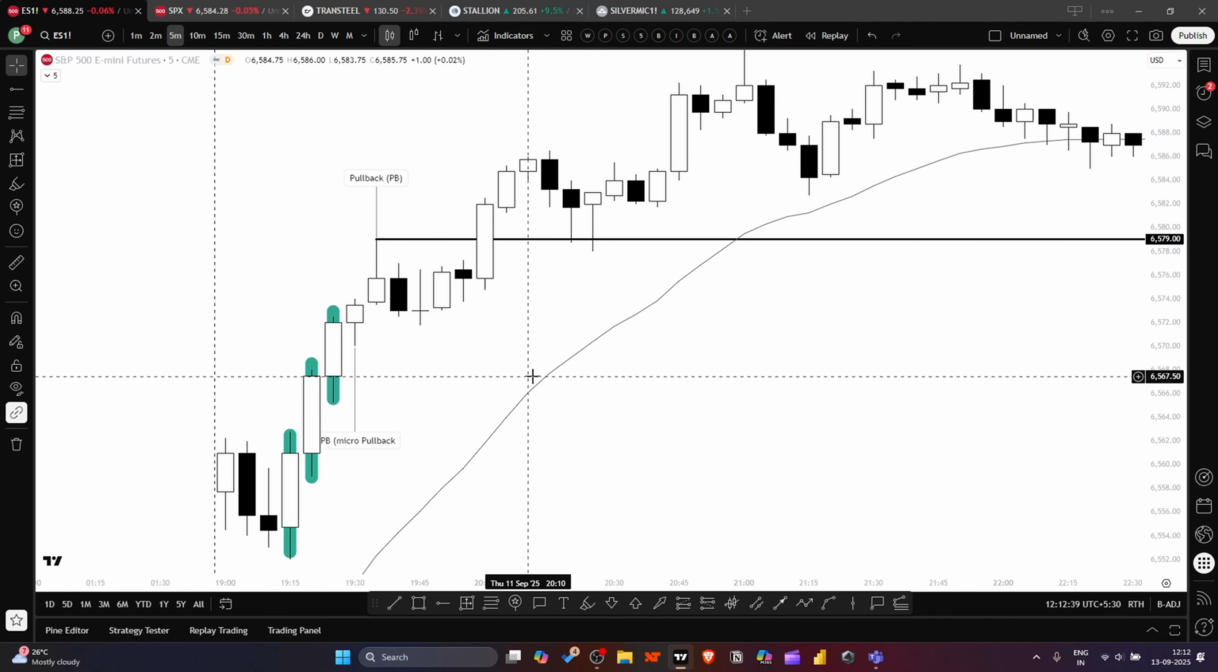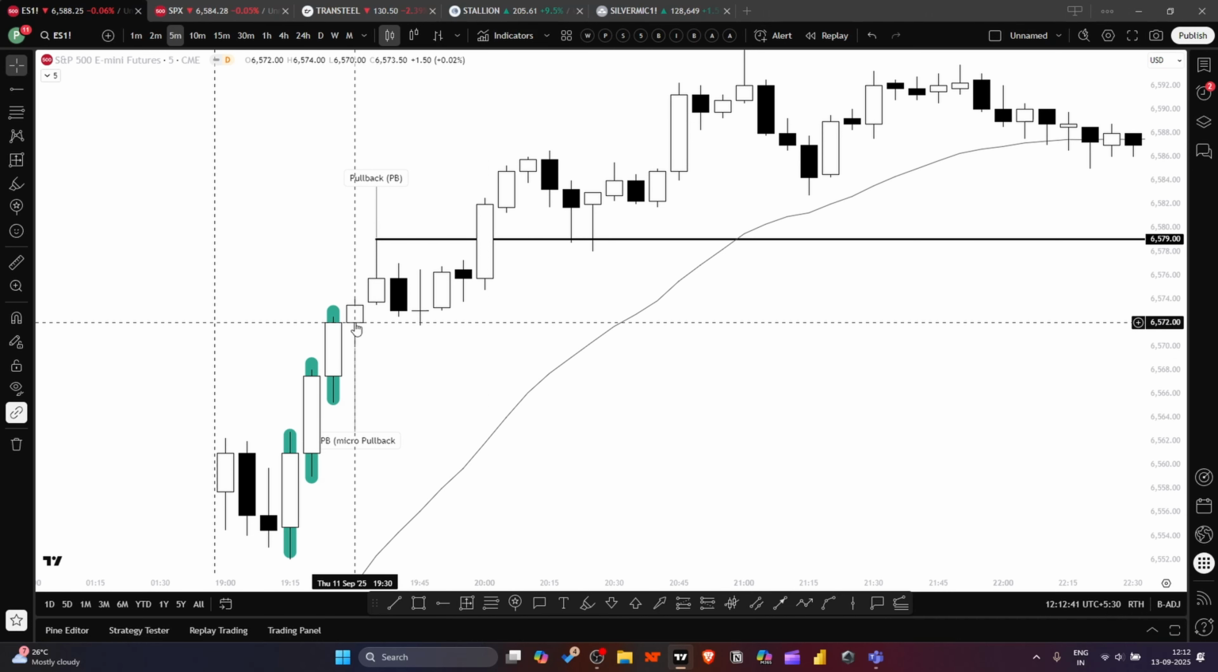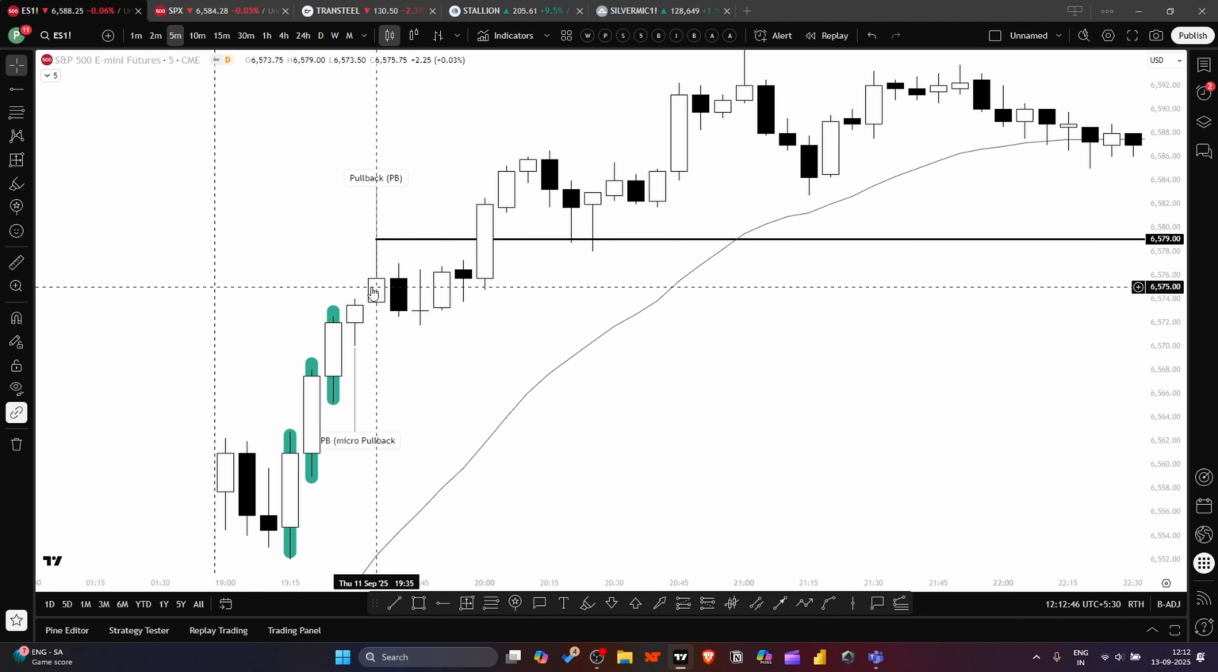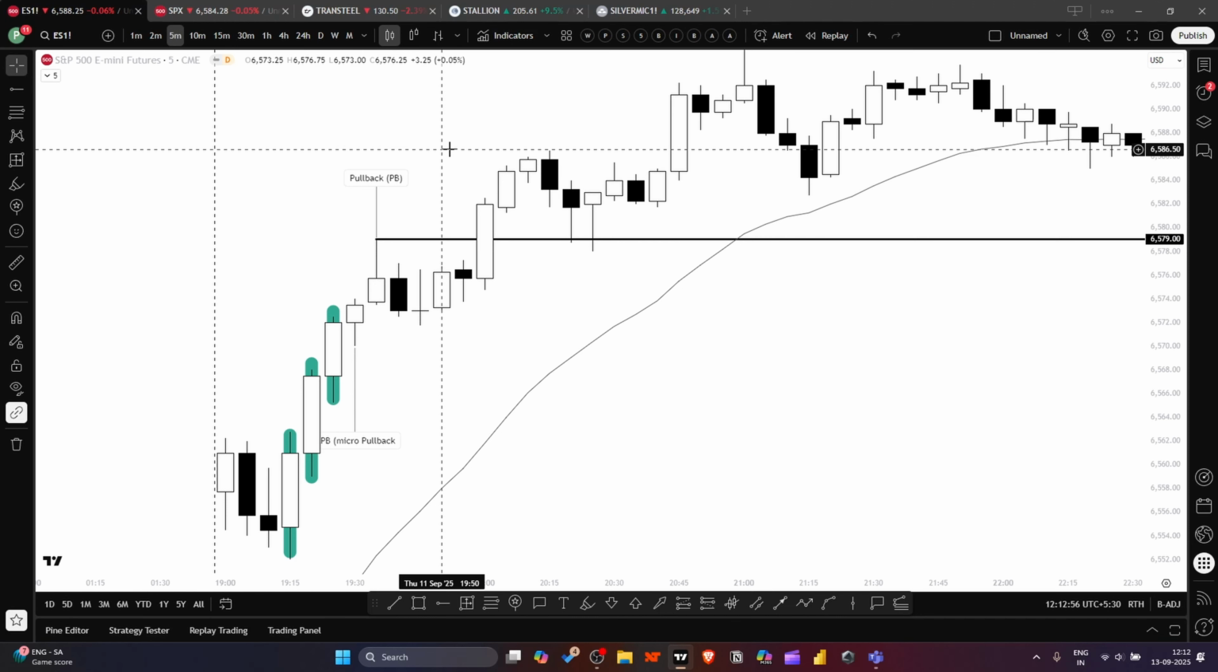This first pivot which you marked as micro pullback is already broken on the second bar. So it is a micro pullback, and then this is again a pause bar. This bar, so 1, 2, 3, 4, 5, 6. Okay, so then it becomes a pullback.